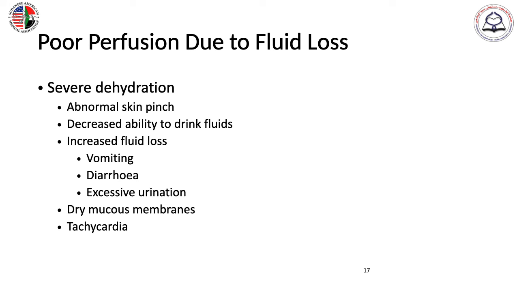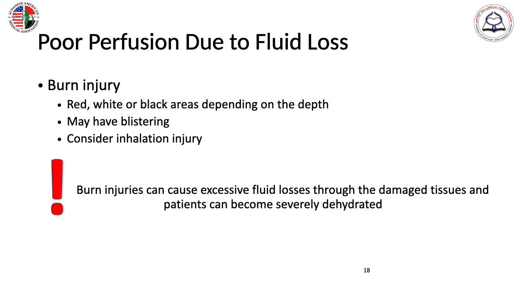Severe dehydration: there could be a history of vomiting, diarrhea, excessive urination, and you get tachycardia, tachypnea, normal or low blood pressure, dry mucous membranes, and abnormal skin pinch. Those who are exposed to burn, you can see red, white, or black areas depending on the depth of the burn, and they may have blisters, and they can also have inhalation injuries that lead to airway compromise. Burn injury can cause excessive fluid loss through the damaged skin.